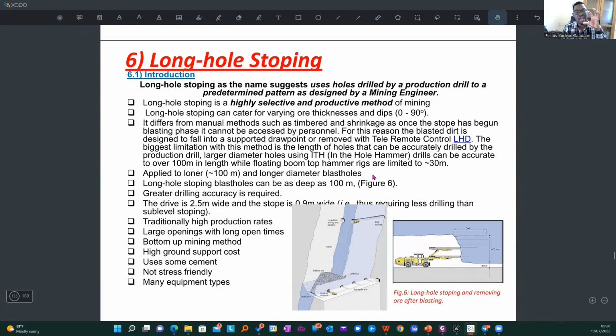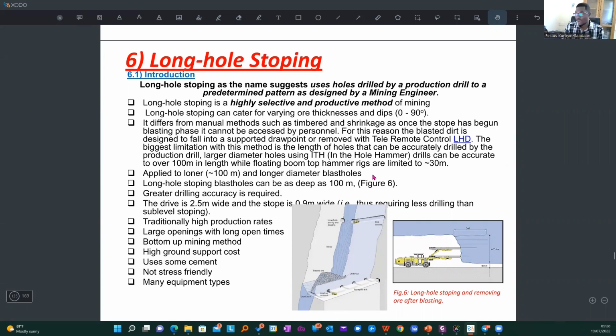So you drill large, long holes into the ore or the deposits that you are targeting, and then you blast and begin to fetch the materials through the loading or draw points you created when you were doing the development. That is how this is.